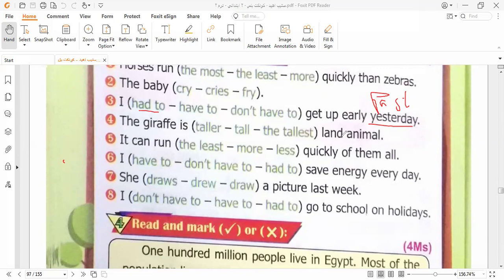The giraffe is the tallest land animal. So I compare the giraffe with all animals, so it will be that choice. It can run the least quickly of them all.